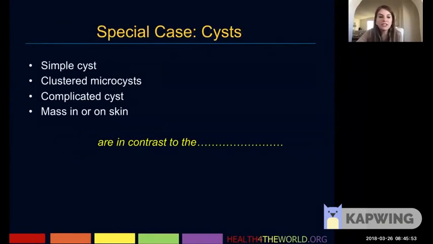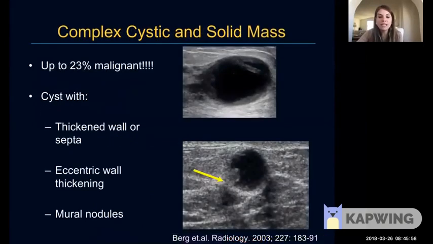So these cystic lesions that we've reviewed, which are mostly benign, are in contrast to the complex cystic and solid mass. Up to a quarter of these are malignant, so these are a suspicious finding that you need to recognize, and they need to undergo tissue sampling. These are cysts with thickened walls or septa. So here we see this very thick wall, very thick septa, eccentric thickening or mural nodules, as we see here. These are very suspicious findings. Again, up to a quarter of these are going to be malignant, so these really need to go under sampling.